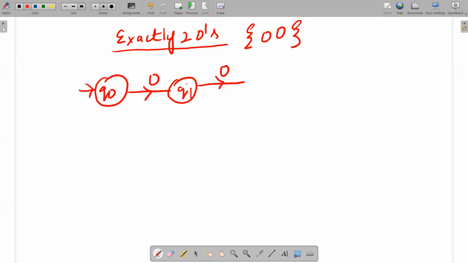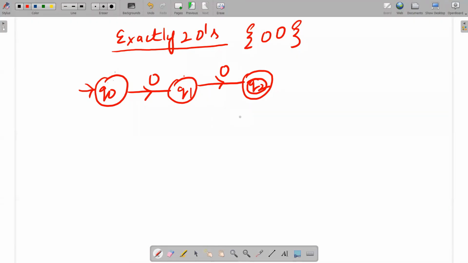Since from q0 to q1 1 zero is processed, and from q1 to q2 2 zeros are processed, it means my answer is coming at q2, not q1, because from q0 to q1 only 1 zero is processed. But from q0 to q1 there is 1 zero, and from q1 to q2 there is another 0, so 2 zeros are coming at q2. So that becomes my final state, one of the accepting states. Exactly means this is a definitive length. There is no infinite length as such because only two zeros are supposed to be accepted.